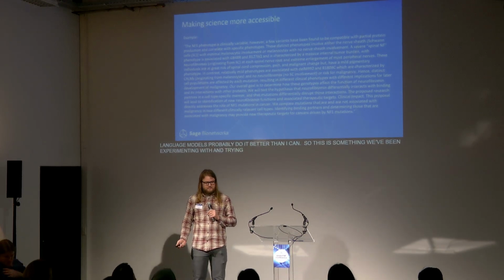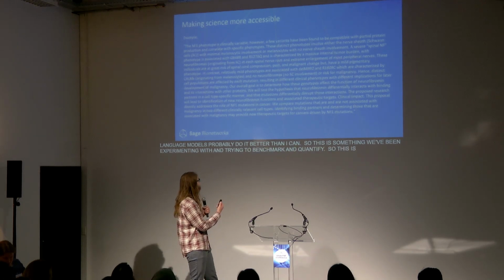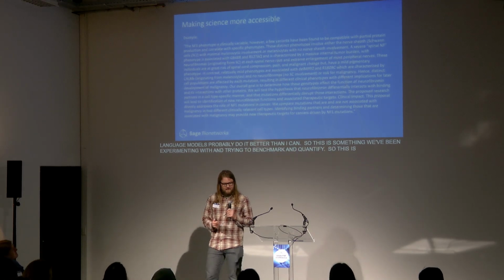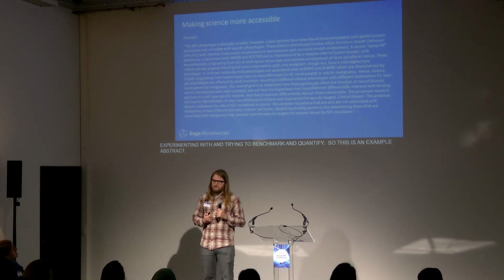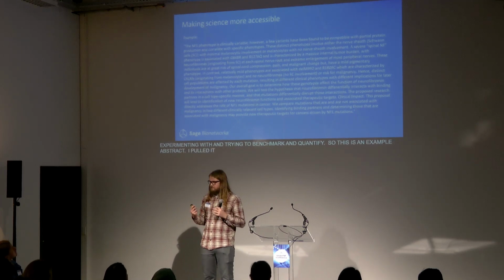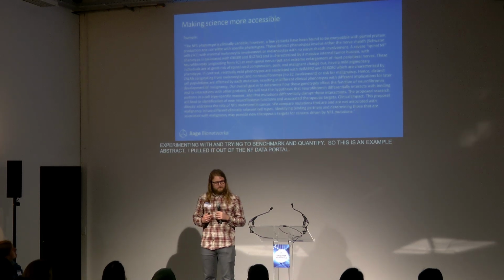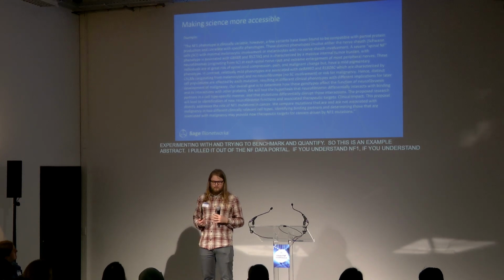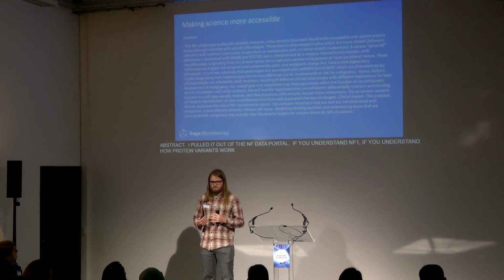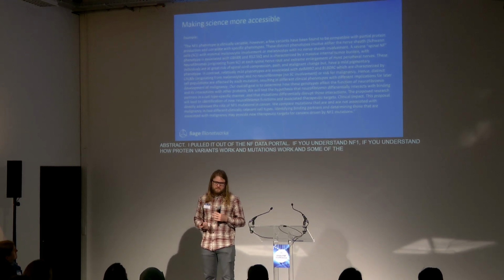So this is an example abstract. I pulled it out of the NF data portal. If you understand NF1, if you understand how protein variants and mutations work and some of the jargon of the NF1 field, you can read through it. But if you were to present this to someone on the street, they would not understand what it was talking about.